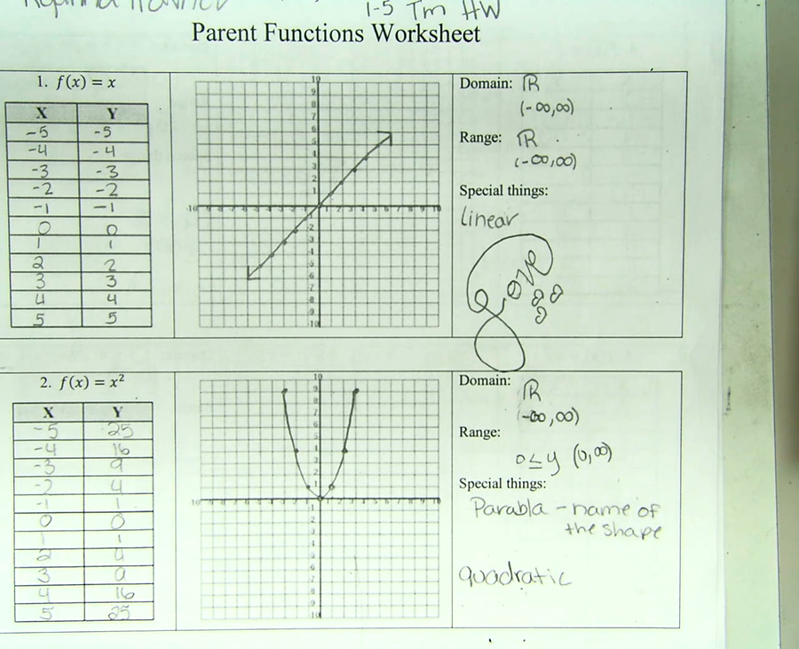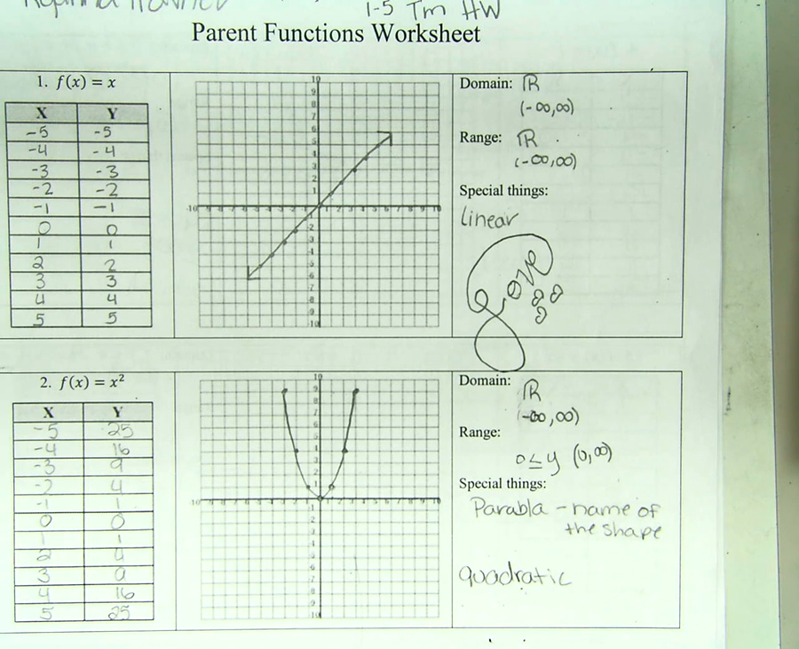All right, so we've already talked about the graphs of each of these parent functions. We've talked about their domain and range, and we've talked about the name. For the most part, all we've put into the special functions area or special things area is the name of these functions. Today we're going to add a couple more things to that.